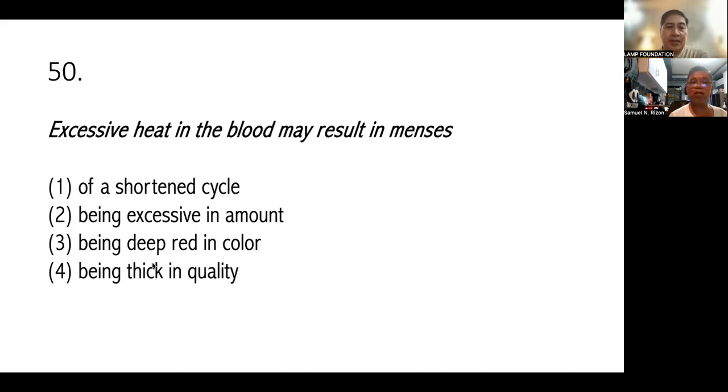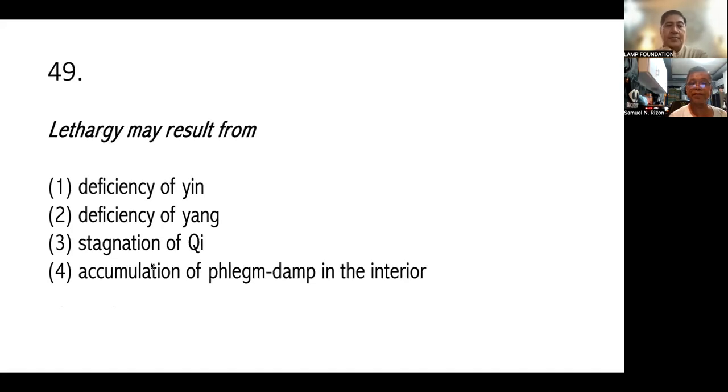Number 49, Ma'am Lynn. We're almost done. Yeah, lethargy. Letter G will result from deficiency in stagnation of chi of phlegm in the area. Letter G. Okay, very obvious yung number 4, di ba? Kasi phlegm dump eh. Bigat na bigat yung pakiramdam niya, tapos dump na dump. Phlegm dump, as in double kill, di ba? So lethargic talaga siya. So it could be number 4.